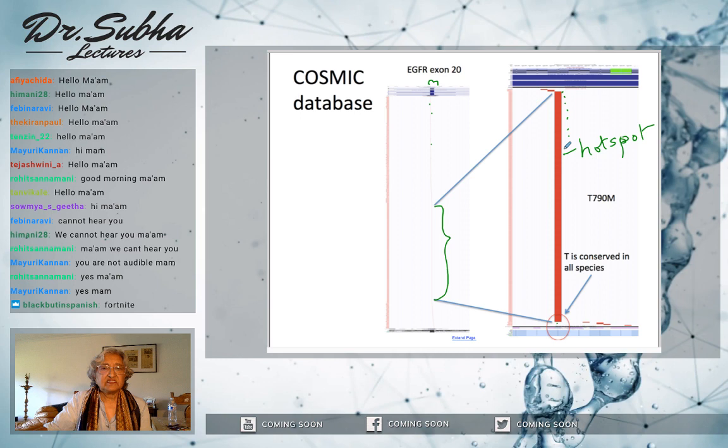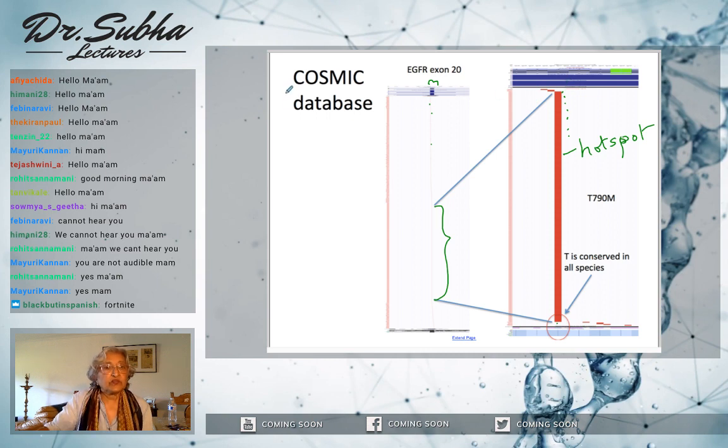So when you are in the UCSC browser, I may send you guys the coordinates of the EGF receptor exon 20 mutation. I will also send you the coordinates of other ones. Go to the UCSC browser and see it for yourself.